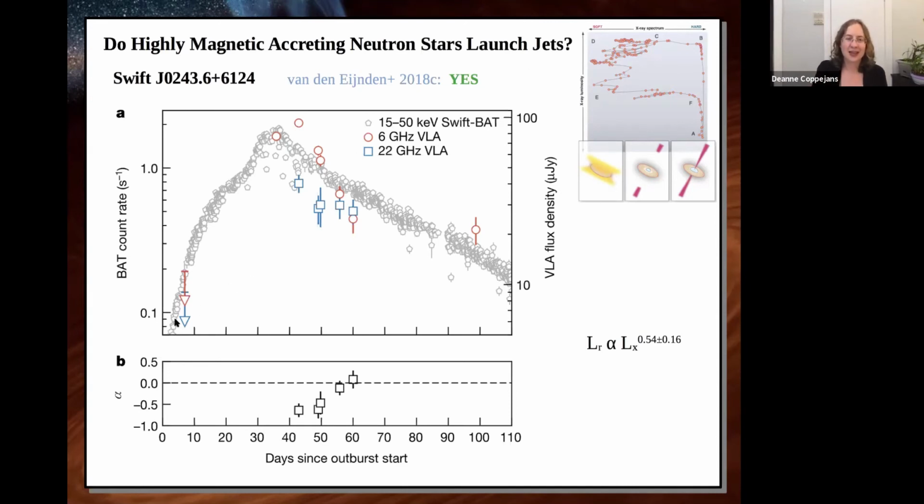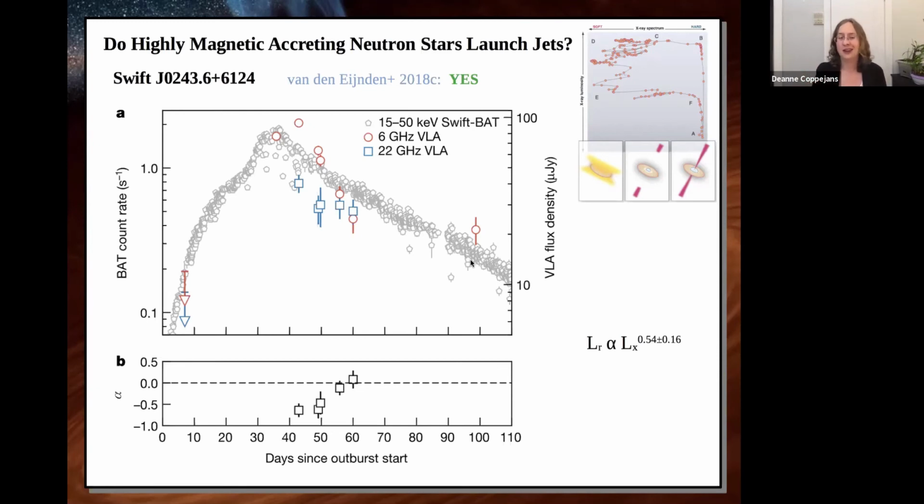Here you'll see an X-ray light curve in gray with the radio observations at two different frequencies shown in red and blue. And now the key thing is that the radio emission is correlated with the X-ray emission. As it decreases, so does the radio emission. And what's more is that these are correlated in a way that is consistent with other neutron star X-ray binaries and black hole X-ray binaries.